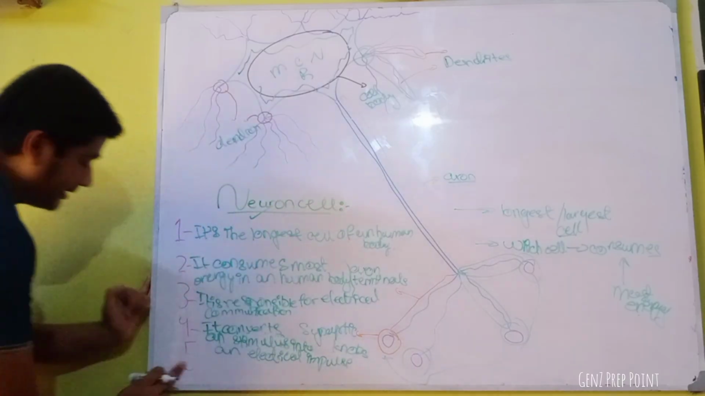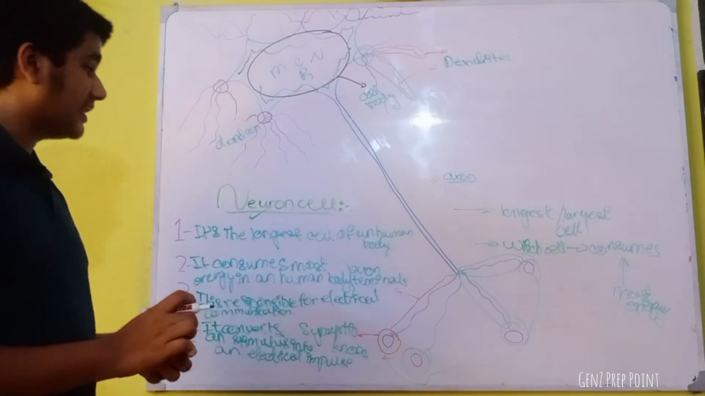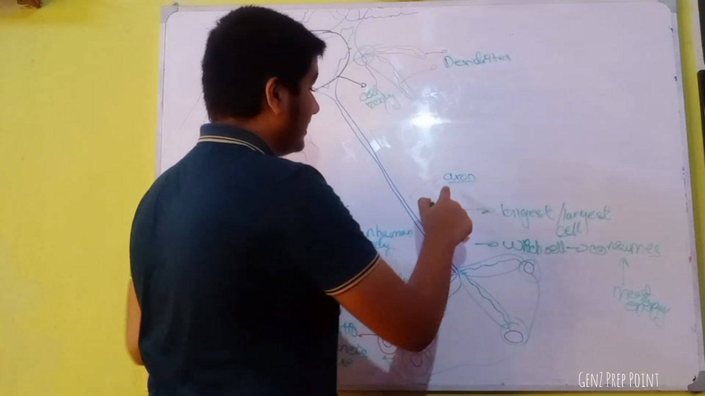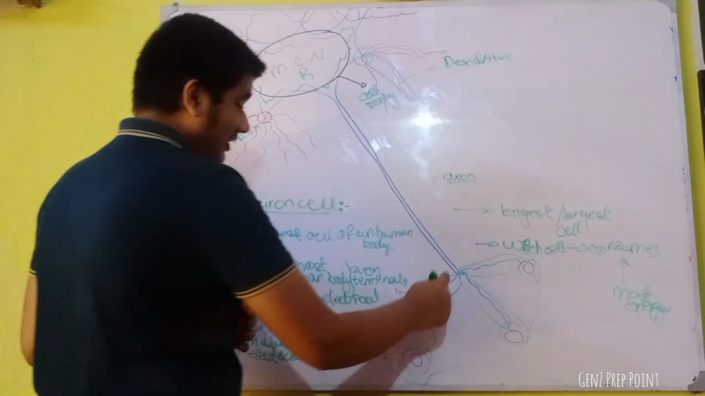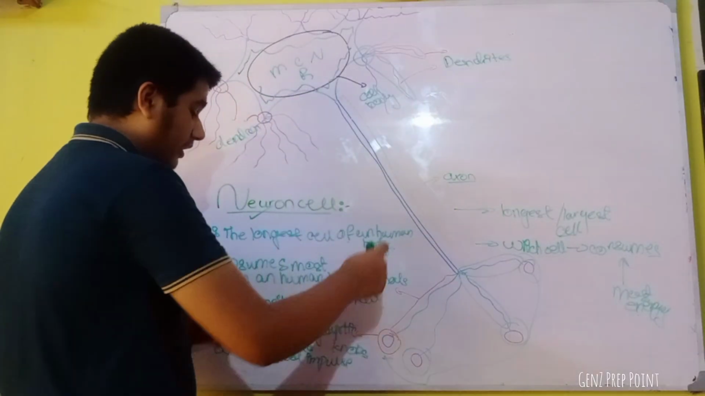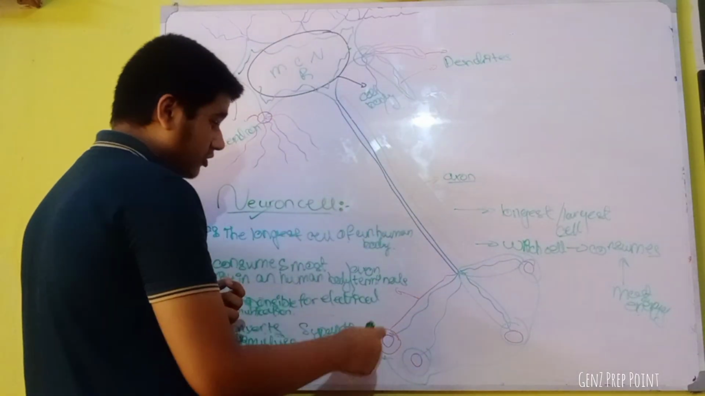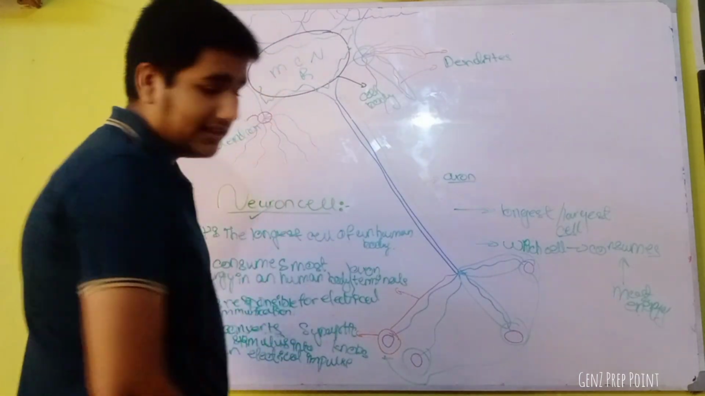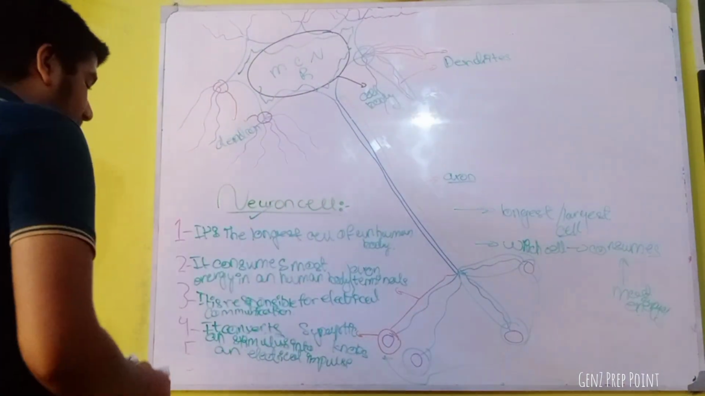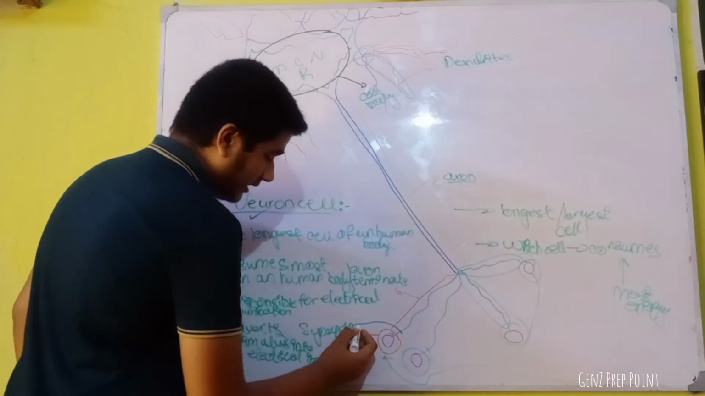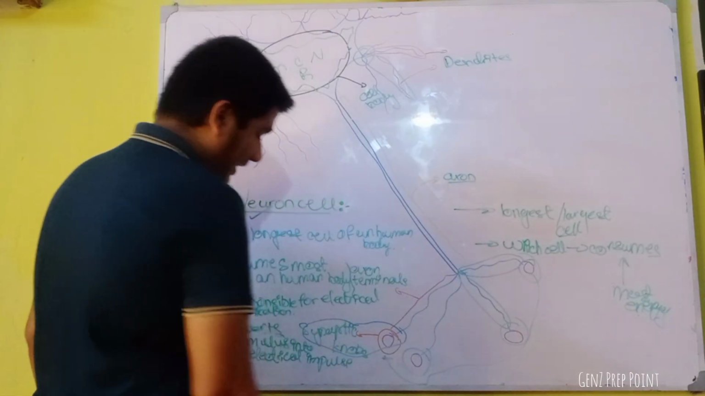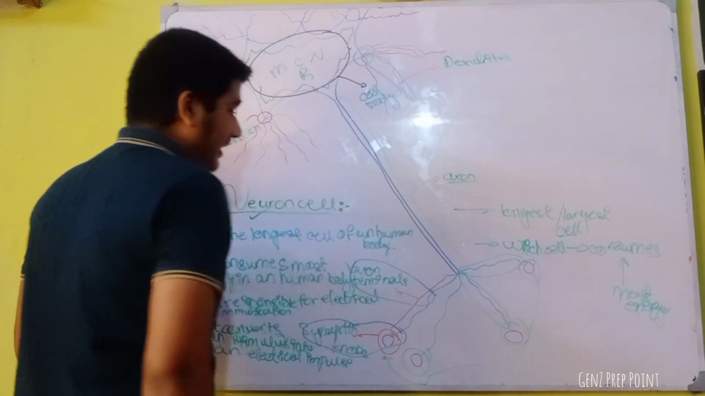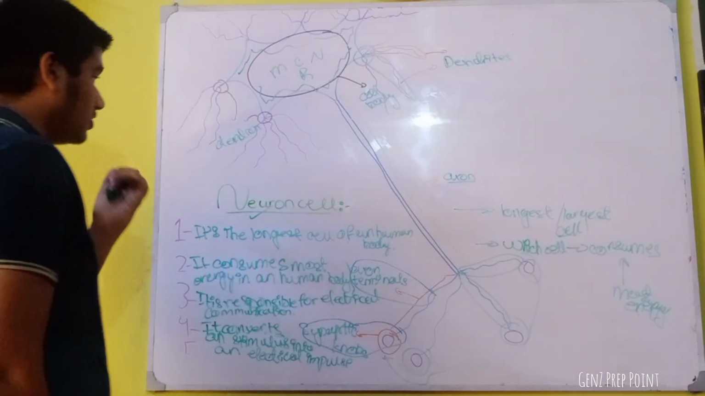So this is the whole purpose of a neuron cell. We will just recap quickly. The longest part of a neuron cell is known as the axon. The thread-like structures divided from the axon are known as axon terminals. The circular-like structures attached at the end points of the axon terminals are known as synaptic knobs.